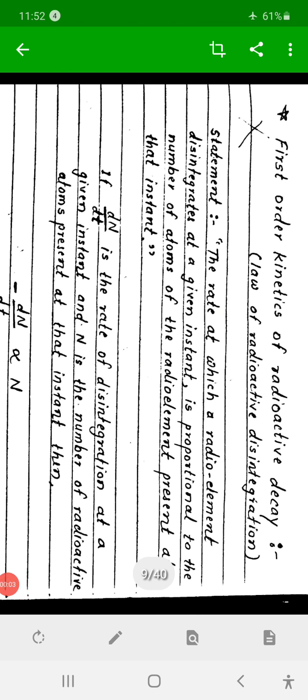Hello everyone. Today we discuss first order kinetics of radioactive decay. That is the law of radioactive disintegration.